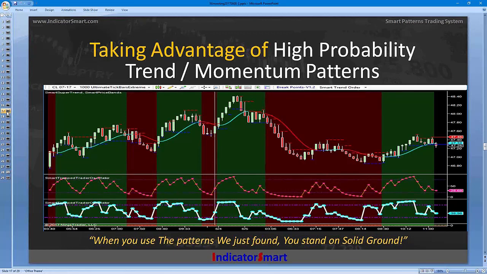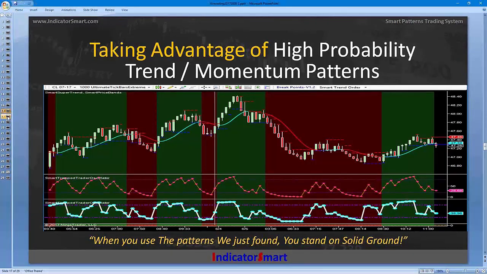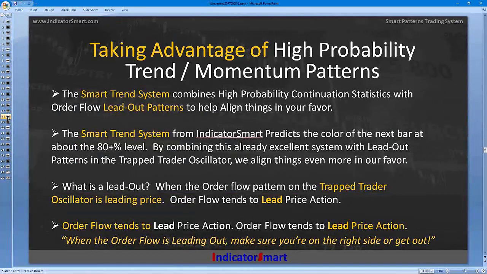And what this does is it identifies where the order flow itself is actually leading out ahead of the price action. The interesting thing about this is that you can actually trade it on that alone without even looking at the price. You just look at where the order flow is leading out, because order flow itself tends to lead price action. Let's look at the slide and see what we have for this. So the Smart Trend System combines high probability continuation statistics with order flow lead out patterns to help align things in your favor.